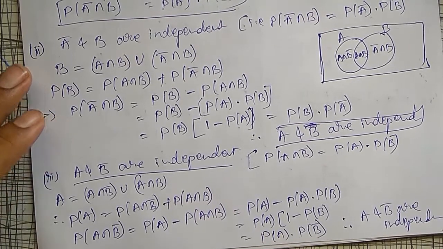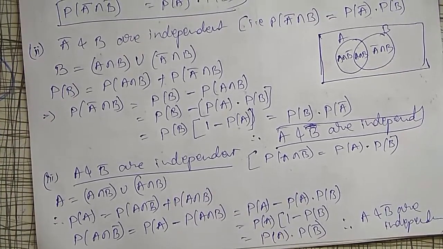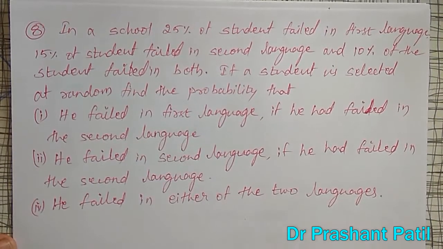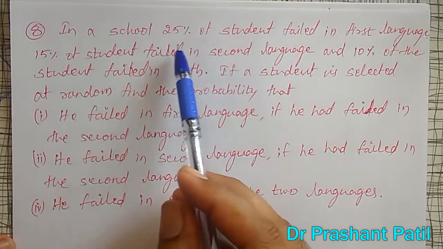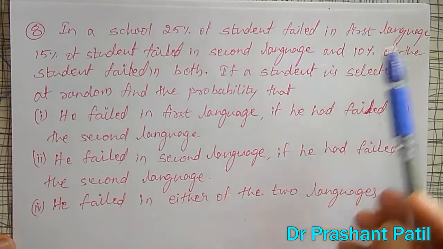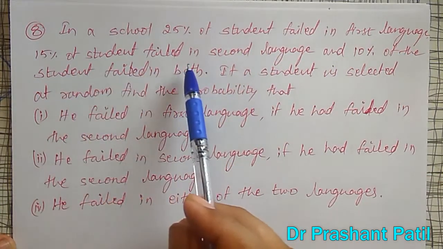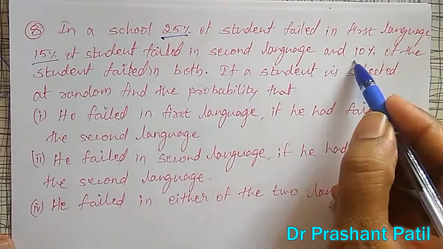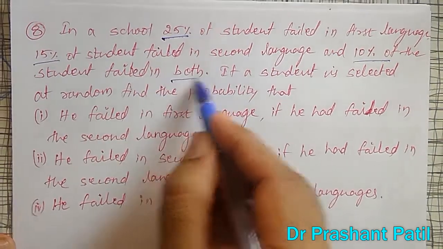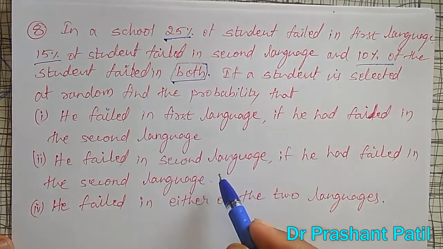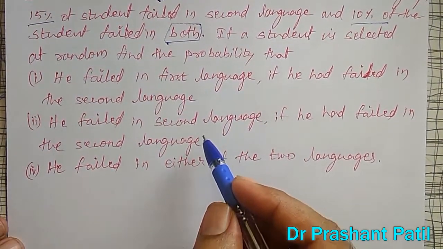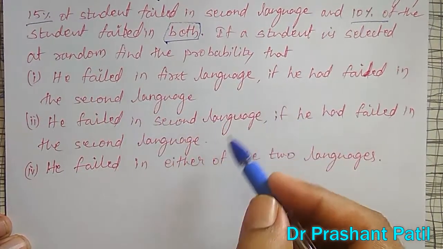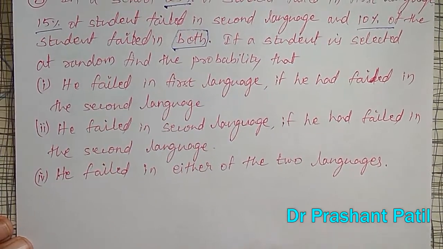Okay, like that. Next example I am going to solve here. My next problem is: in a school 25% of students failed in first language, 15% of students failed in second language, 10% failed in both. If a student is selected at random, find the probability that he is failed. Okay, like that. Next I will come back here.